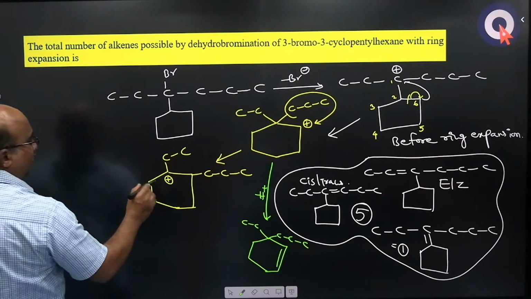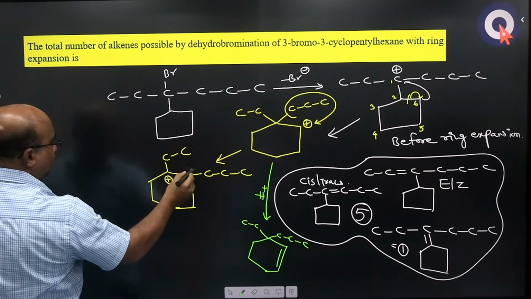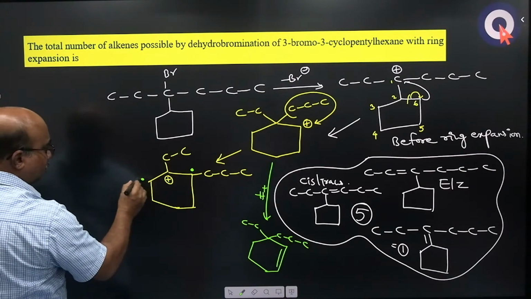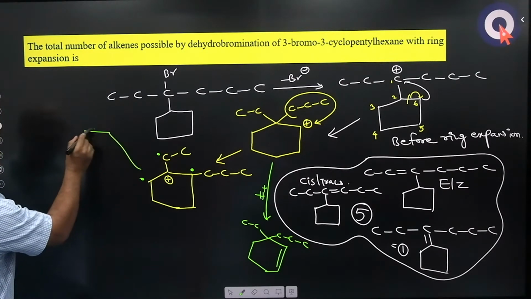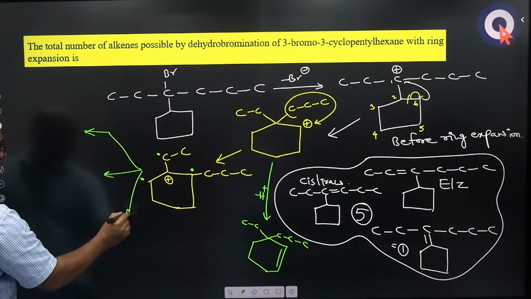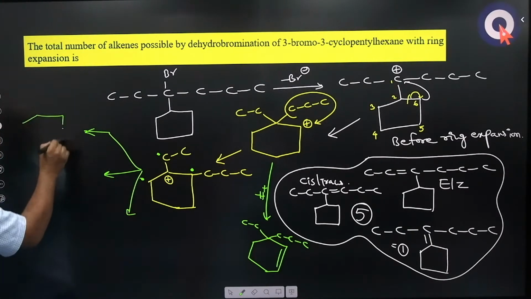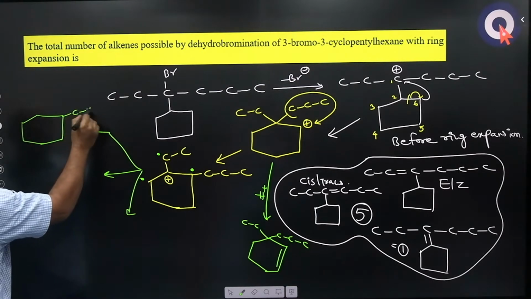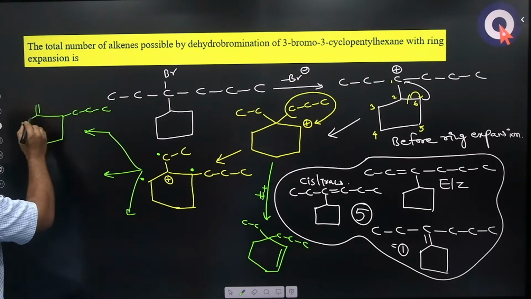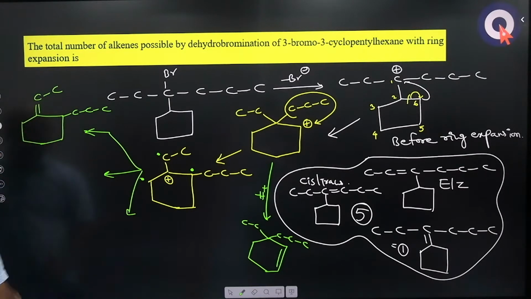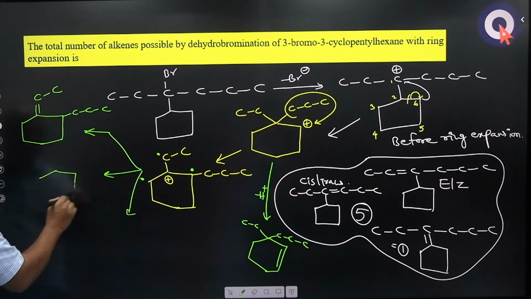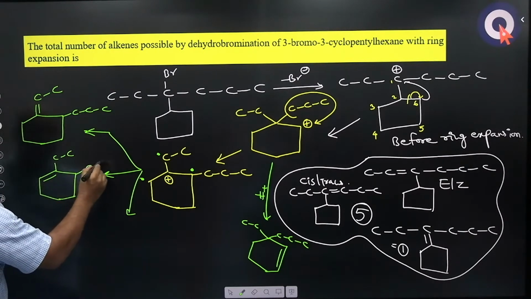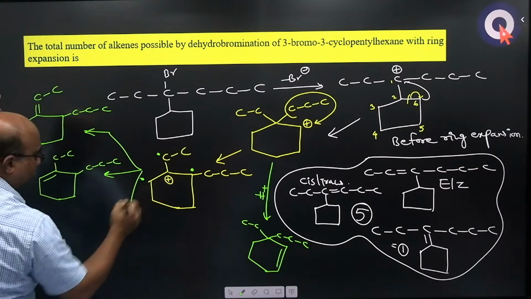Now, from here, where can hydrogen be lost? Hydrogen can be lost at this, at this, at this. Means you will see three different alkenes here. What is the first one? You write C double bond. What is secondary? Here or here I will write. So, let us write here, left side. Now, write here, double bond here.